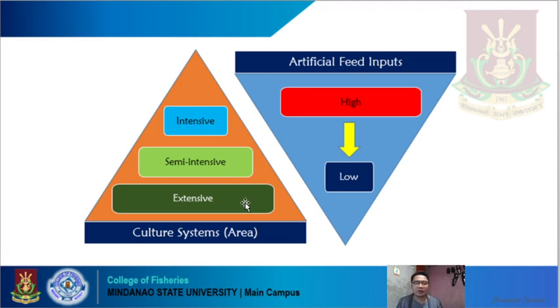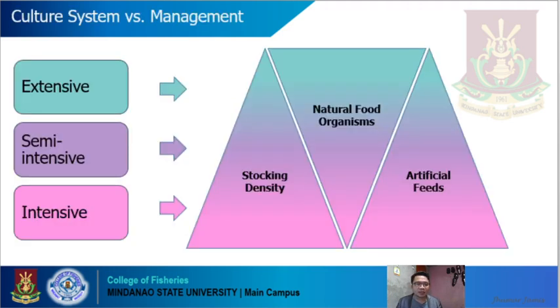They just rely on natural feeds that are growing in the pond, no, like mga lumot and some sort of other things as natural food. So I hope this is clear, no? This is inversely proportional. As you increase the total area of a certain species being cultivated, you also decrease the feed inputs, right? And this is a more comprehensive presentation on the relationship between the culture system and the aquaculture management, no?